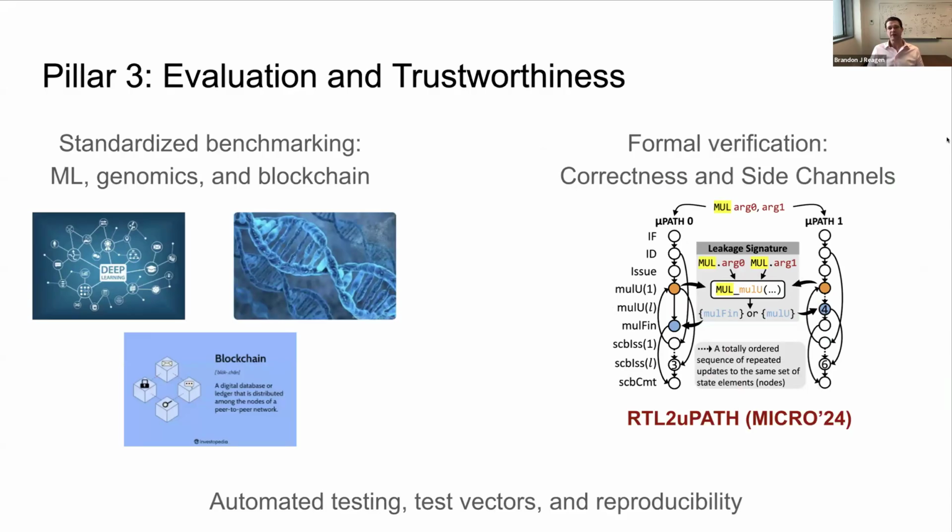Finally, our last pillar is all about evaluation and trustworthiness. The first thing that we're going to do is create standardized benchmarking. Of course, we're going to have machine learning. Everyone wants private machine learning, and we're going to have support for that. But we're also going to look into other things. I think genomics is a big one we're seeing a lot of folks talk about today. So we're going to have a genomics workload.